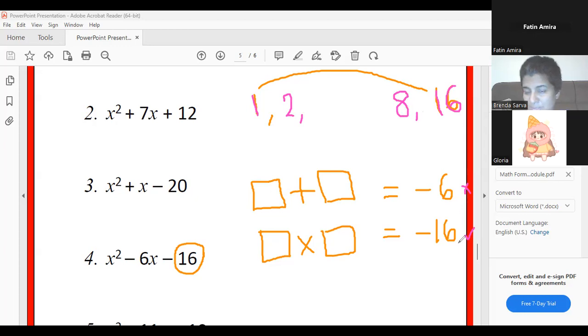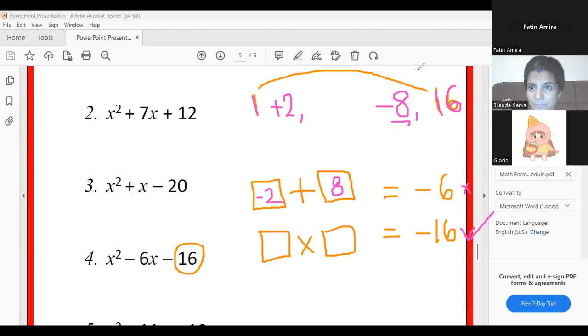Then you go 2 and you have 8. 2 times 8, you get 16. But something has to be negative here. So let's say I put here negative 2. Negative 2 times 8, I'll get negative 16. But negative 2 plus 8, I can't get negative 6. I'll get positive 6. So if I wanted negative 6, it has to be the other way round. It has to be negative 8 and a positive 2.